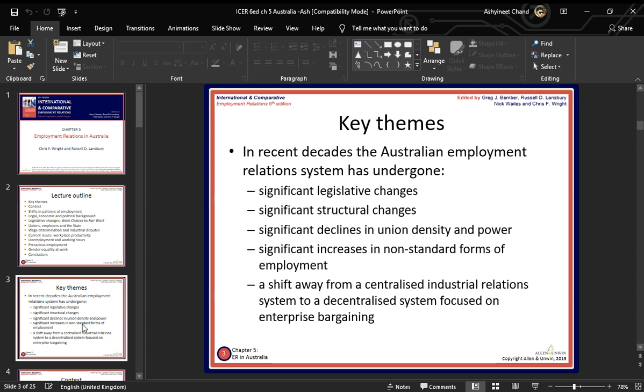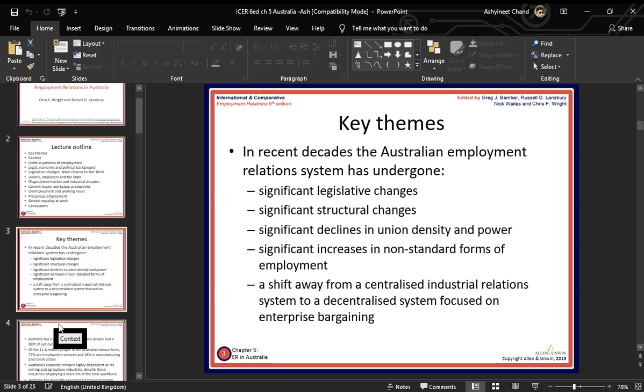So, some key themes: in recent decades, the Australian employment relations system has undergone a number of changes. Let's look at what some of these changes are. There has been significant legislative change, significant structural change, significant decline in union density and union power, significant increases in non-standard forms of employment, those atypical employment, and a shift away from a centralized industrial relations system to a decentralized system focused on enterprise bargaining. So these are our key themes.